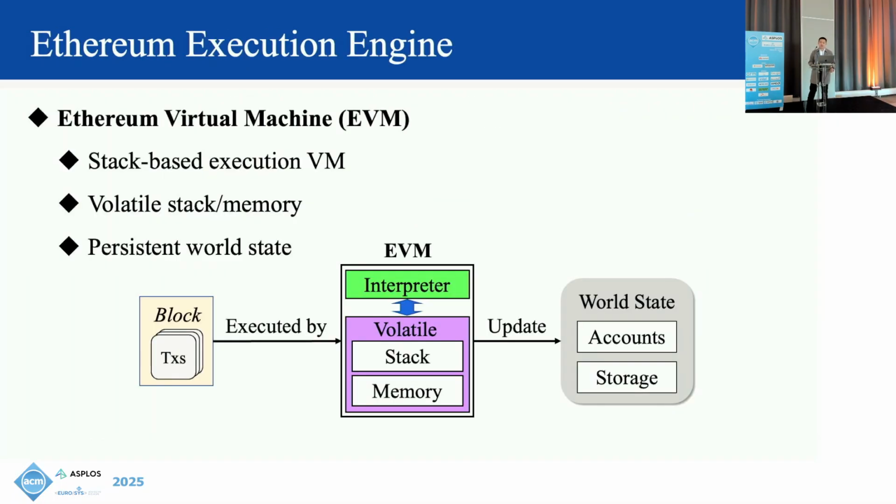So at the core of Ethereum's execution is the Ethereum virtual machine, or EVM. It is a stack-based virtual machine designed to execute smart contracts. For each transaction, the EVM begins execution with an empty stack and memory. The transaction execution updates the Ethereum world state, including account and storage states.